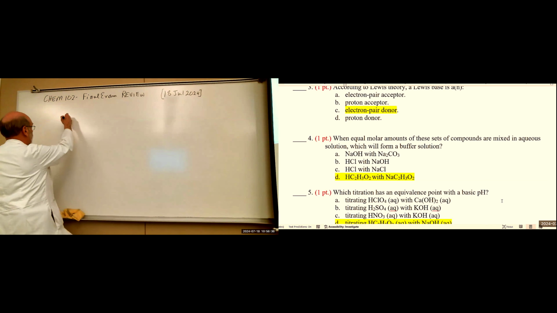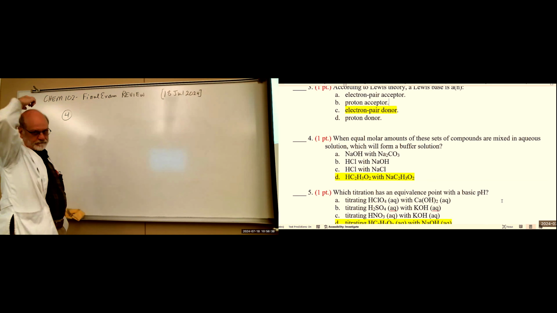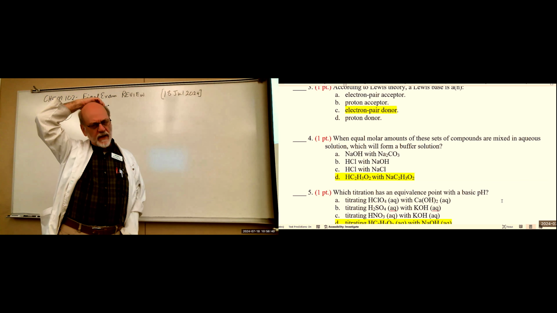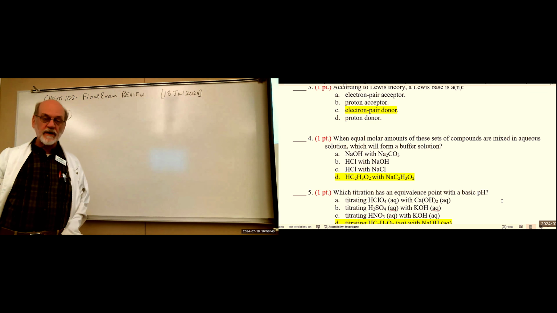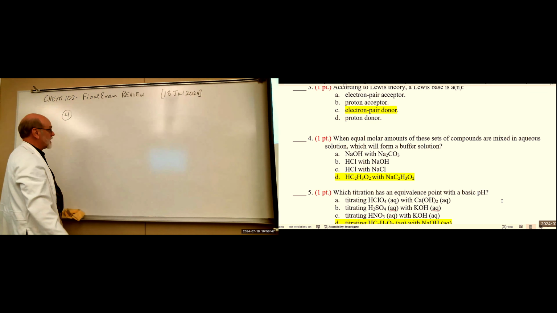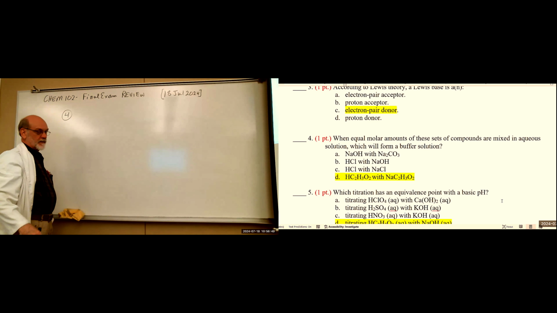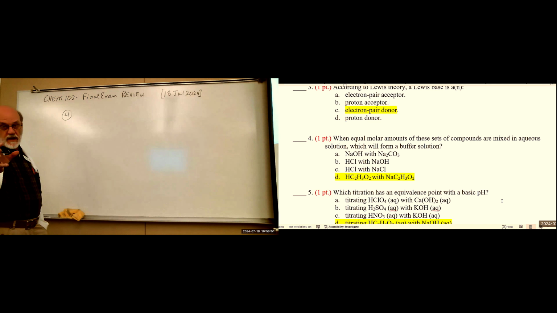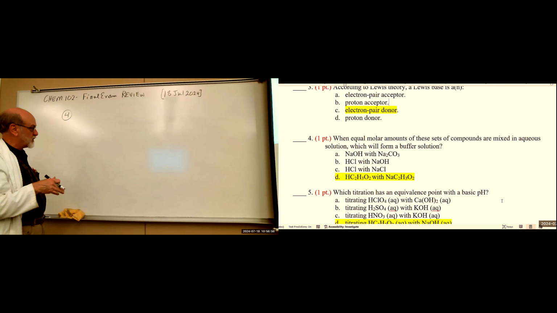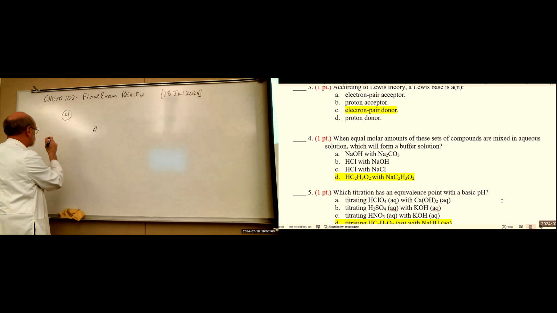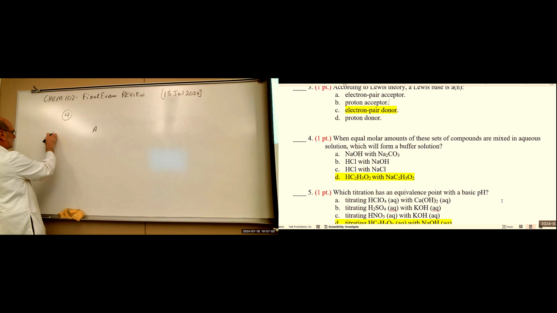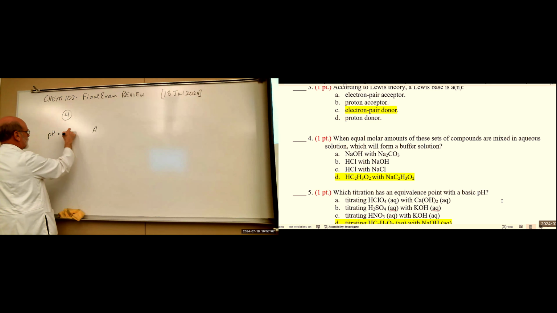Number 4. When equal molar amounts of these sets of compounds are mixed in aqueous solution, which one will form a buffer? Okay, if you're going to have a buffer, the best combination is equal molar amounts of the acid and its conjugate base. So you need for the Henderson-Hasselbalch equation.